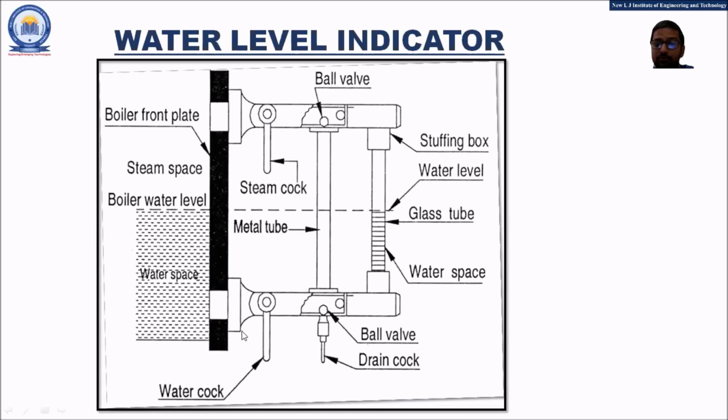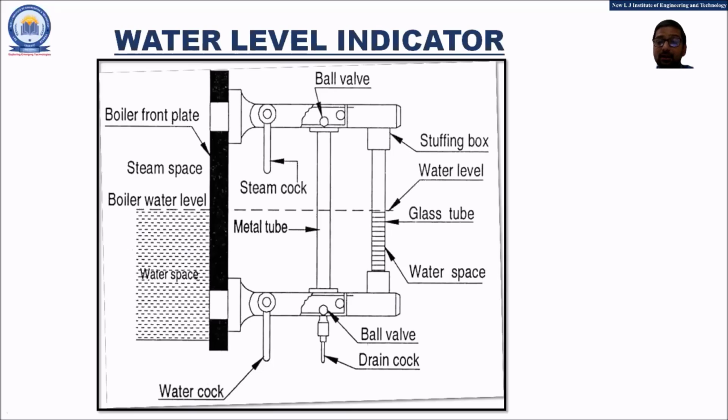In the water tube, we have the water cock, which regulates the flow of the water entering the water tube. In the steam tube, we have the steam cock, which regulates the flow of the steam in the steam tube. Then we have the ball valves in each tube and the drain cock. The drain cock is used to drain out the water completely from the boiler.